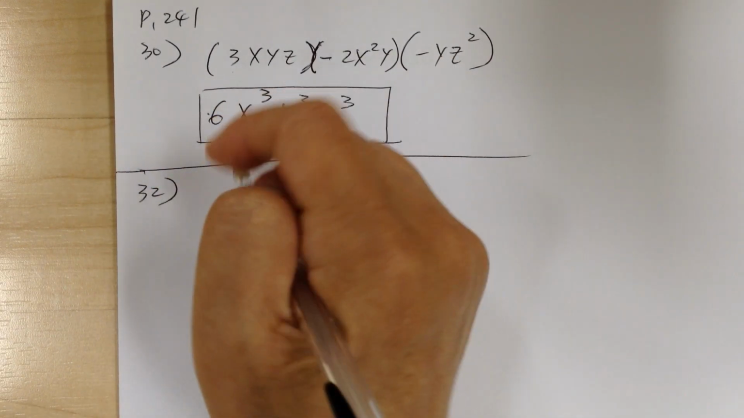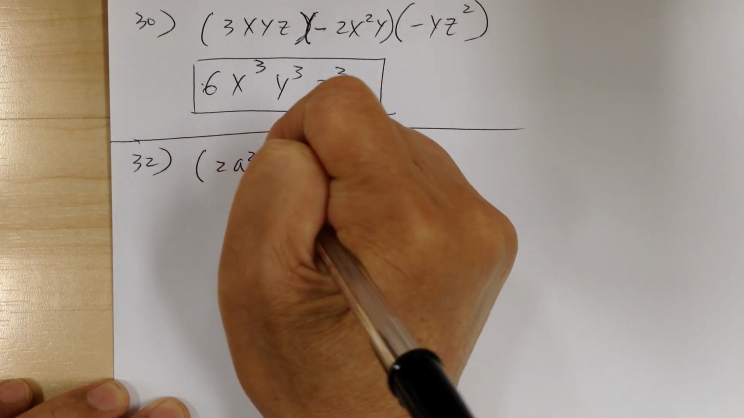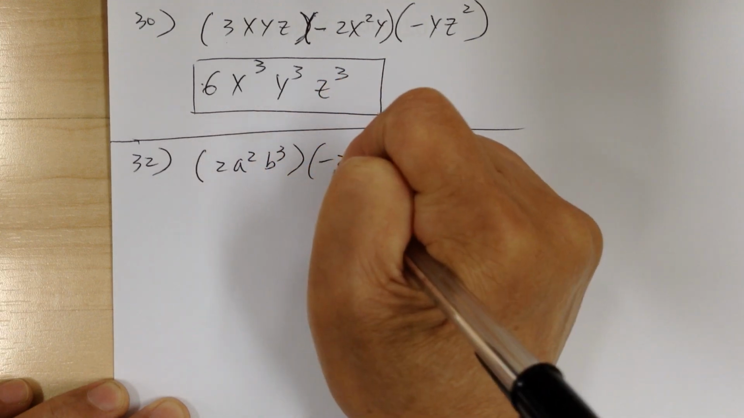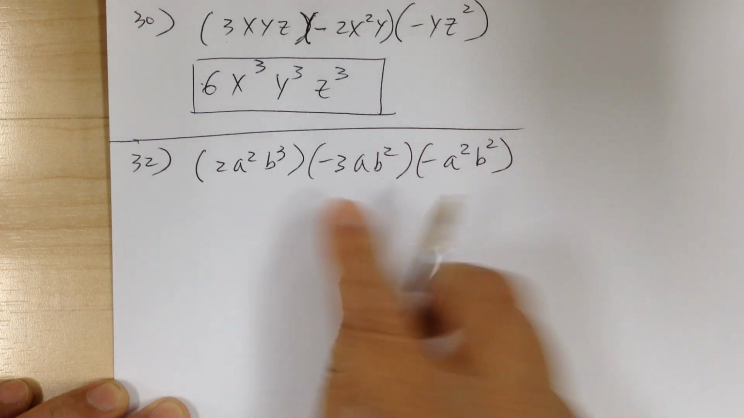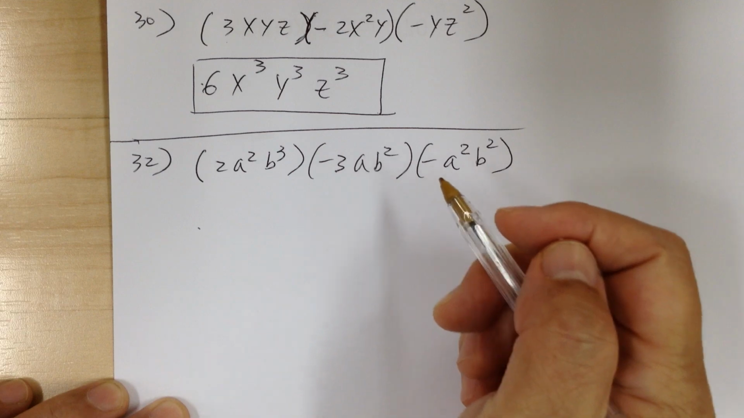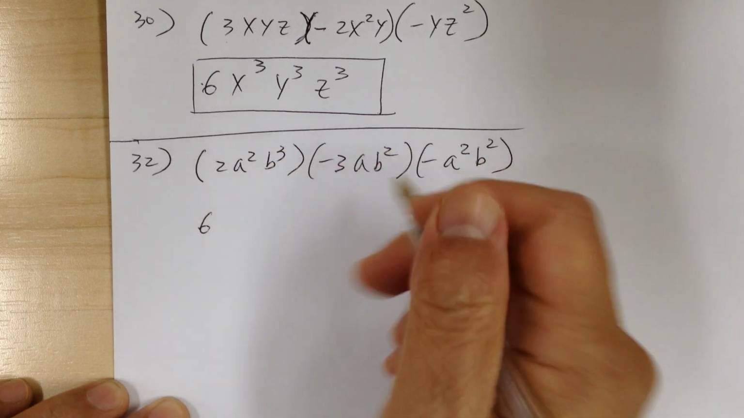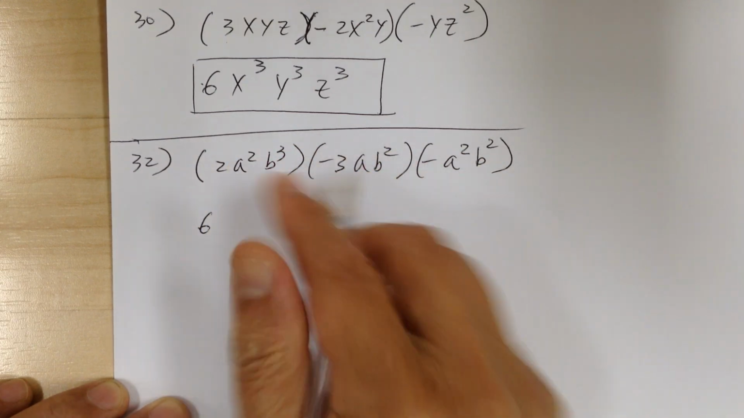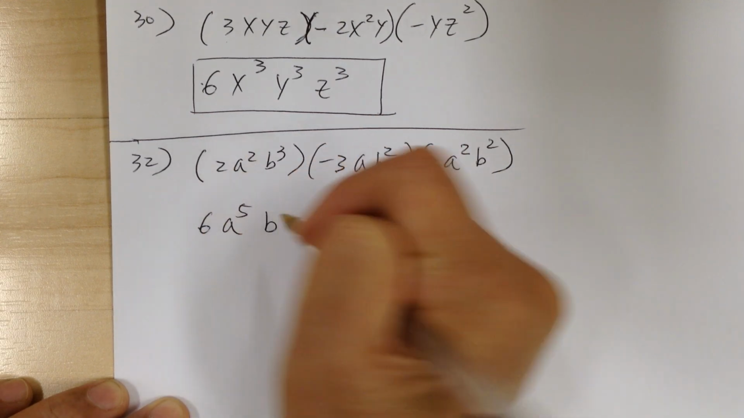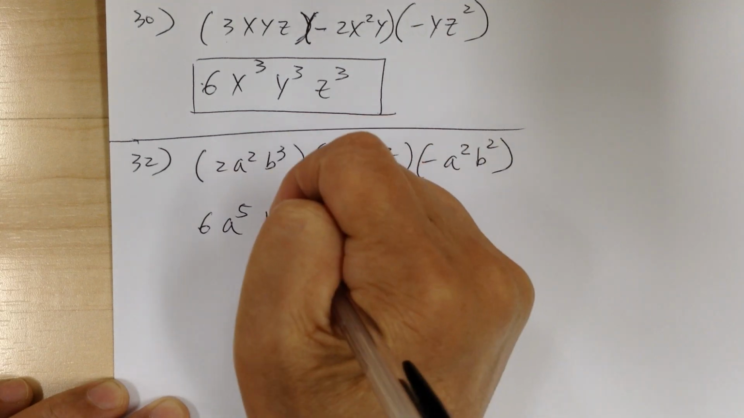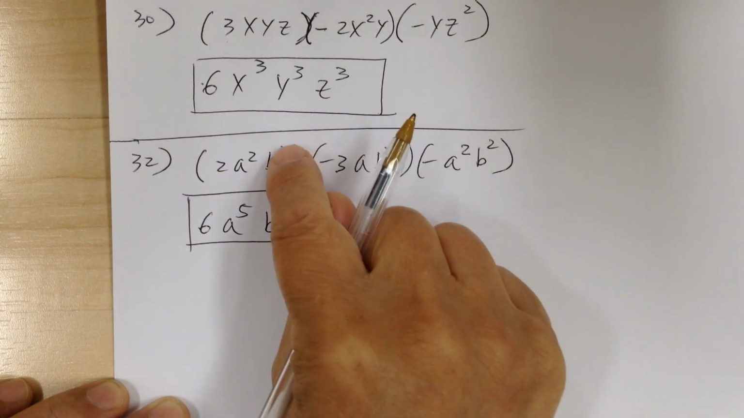Okay, number 32. You have 2a squared b to the 3 times negative 3ab squared times negative a squared b squared. Okay, so you got 2 negatives, so it becomes positive, so you don't have to write anything. Then the number, 2 times 3 will give you 6. Okay, then do the alphabet, so you got a to the 2, a to the 1, a to the 2. 2 plus 1 plus 2 gives you 5. Then do the b, so you got 3 plus 2 plus 2 will give you 7. Okay, and that's it. So the product rule: when you multiply, you add the exponents.